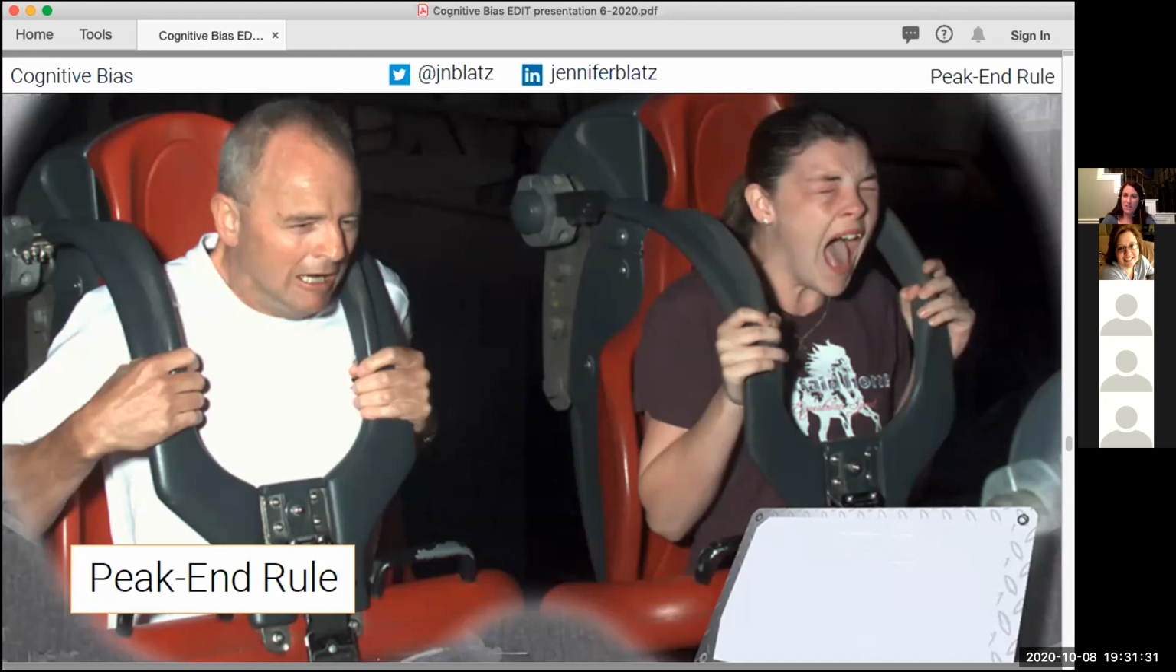Well, this is known as the peak end rule. People judge an experience largely based on how they felt at the peak or the end of an experience. So in the case of this ride, the person is probably feeling relief of the ride being over and that they survived, rather than the sheer 2 minutes of terror that they had just been through.